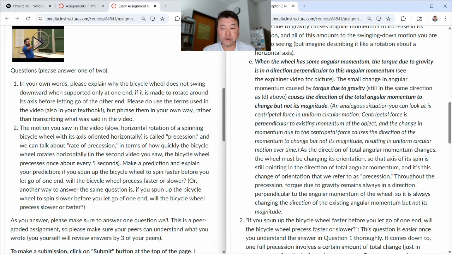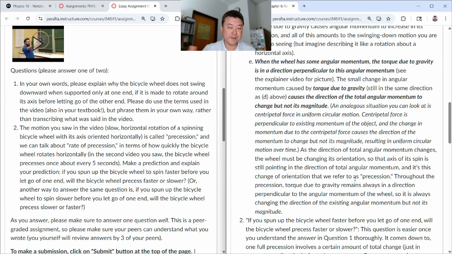As the direction of total angular momentum changes, the wheel must be changing its orientation so that the axis of its spin is still pointing in the direction of total angular momentum. And it's this change of orientation that we refer to as precession. Throughout the precession, torque due to gravity remains always in a direction perpendicular to the angular momentum of the wheel. So it is always changing the direction of the existing angular momentum, but not its magnitude.